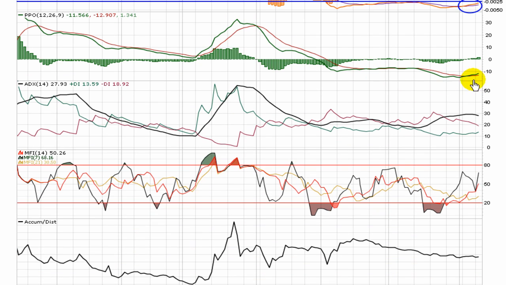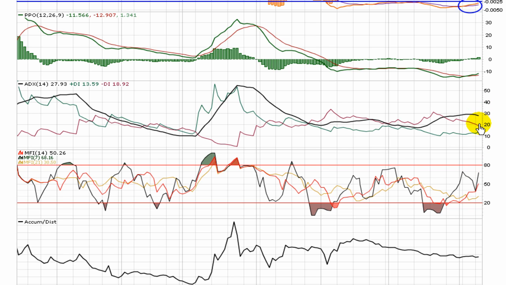PPO, a little bit of a different look, making a slightly lower low. Again, the chart has been on a slide, so you're going to see some lower lows. But once again, a bullish cross was demonstrated. It's nothing too significant at this point because of the lower low, so we're not getting a whole lot from the PPO. But to see a bullish cross is a good thing.